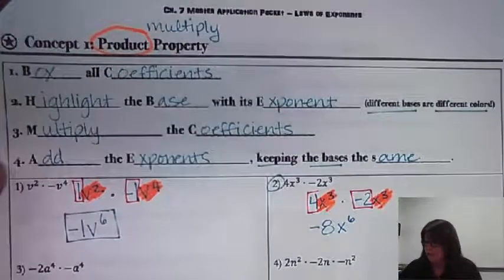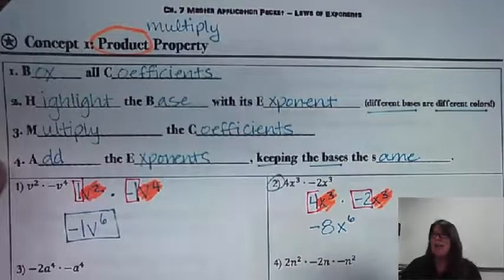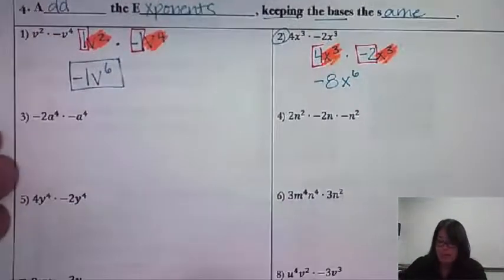How'd you do? Did you get negative 8x to the 6th? I hope you did. If not, pause the video again and give it another shot and see if you can't get that answer as well. Let's take a look at number 3.